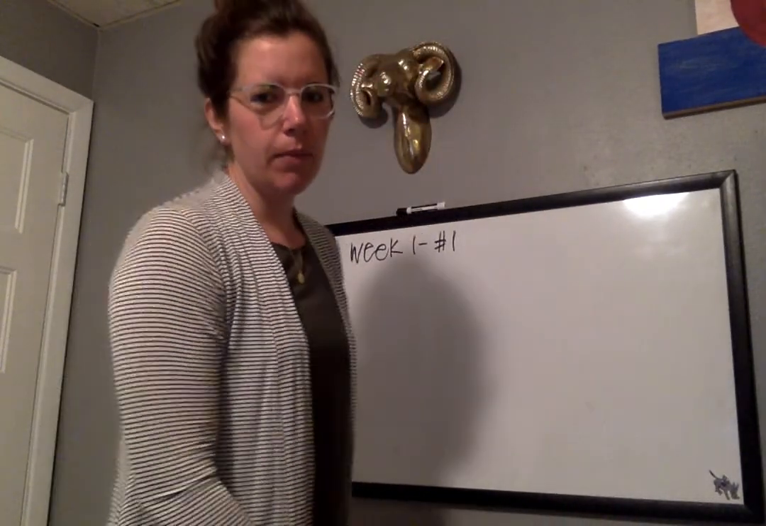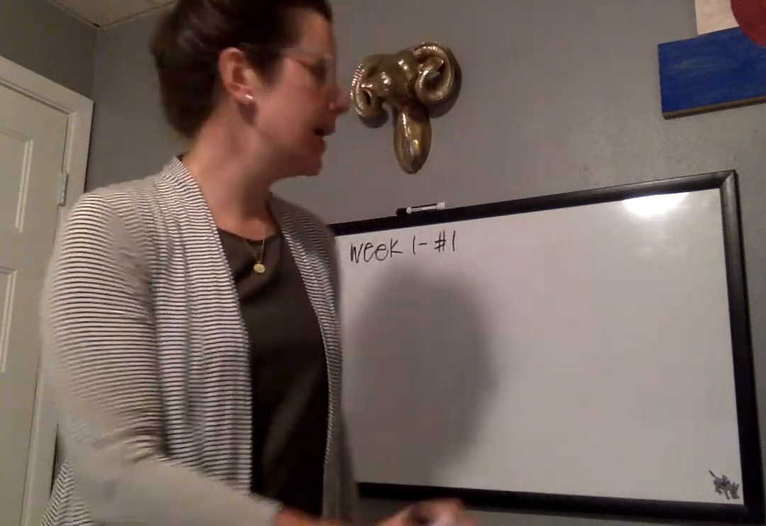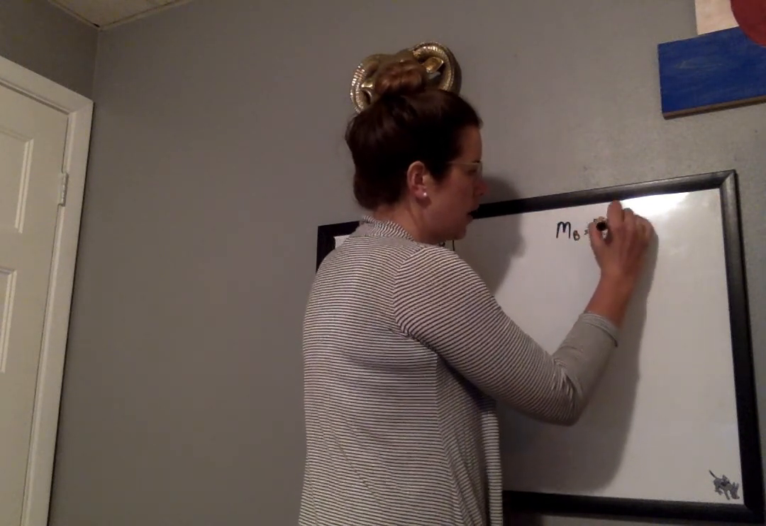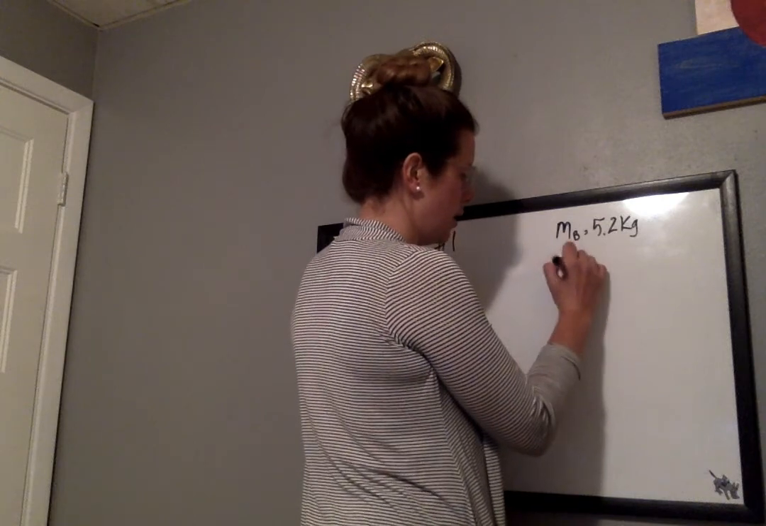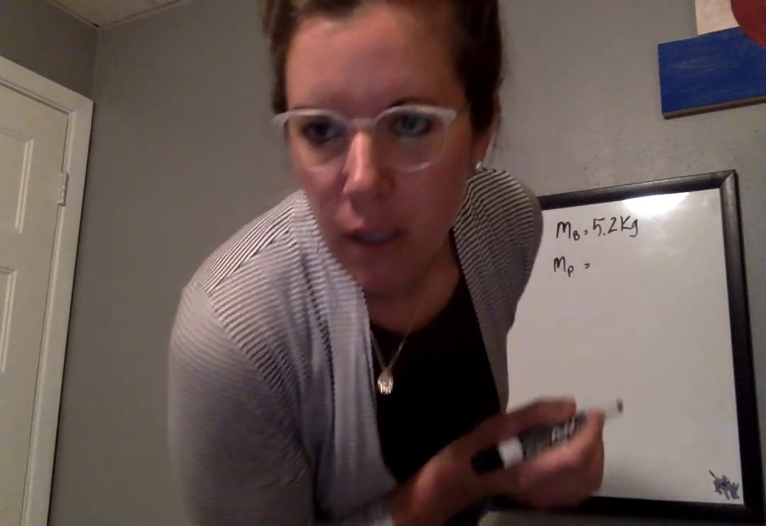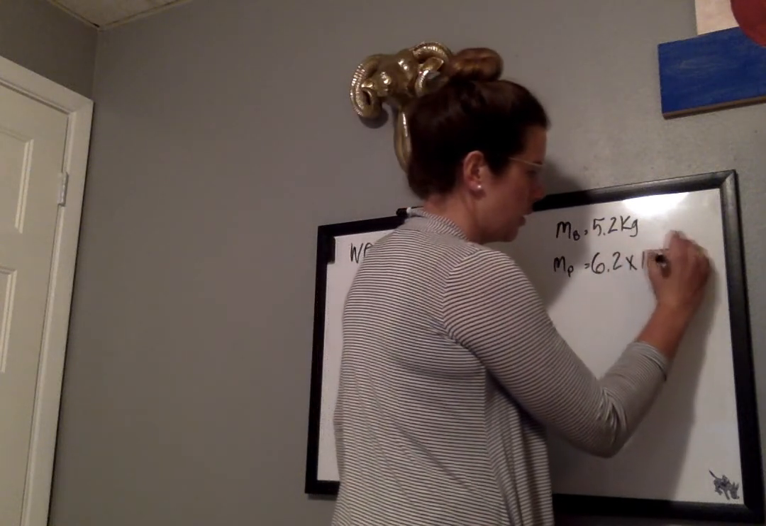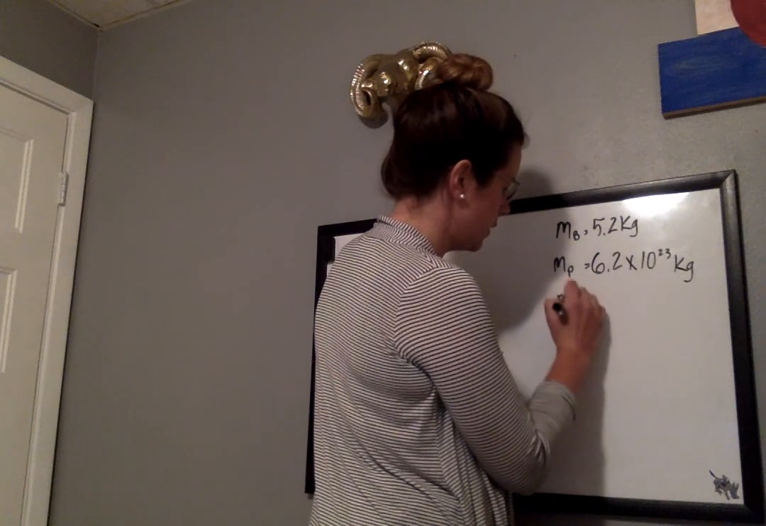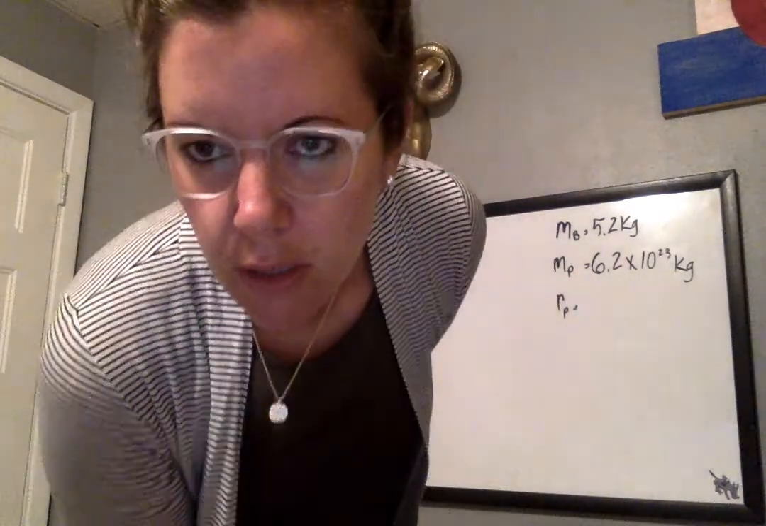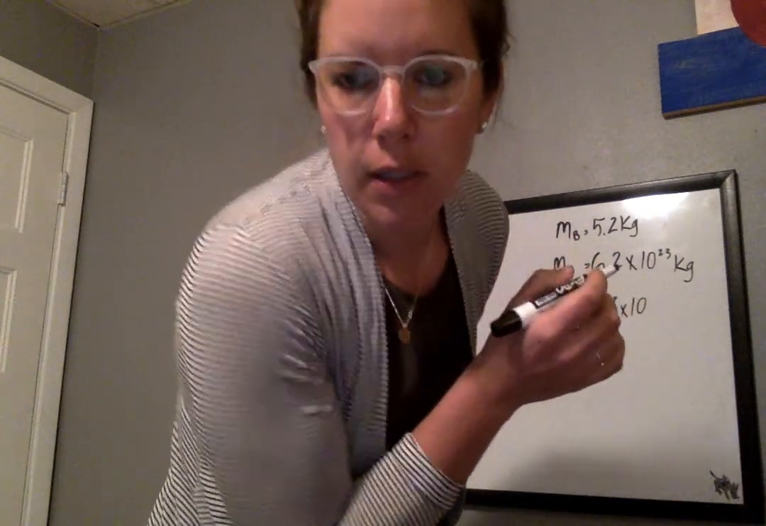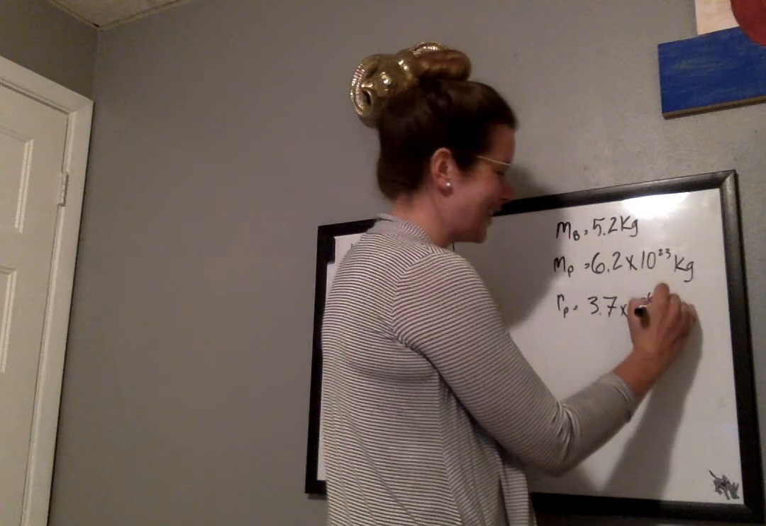All right, FRQ number 1. A 5.2 kilogram brass ball is transported to another planet. It is not on Earth. You have the radius and you have the mass. I'm going to write out what I have. Mass of the ball, 5.2 kilograms. Mass of the planet, 6.2 times 10 to the 23rd. The radius of the planet is 3.7 times 10 to the 6 meters.